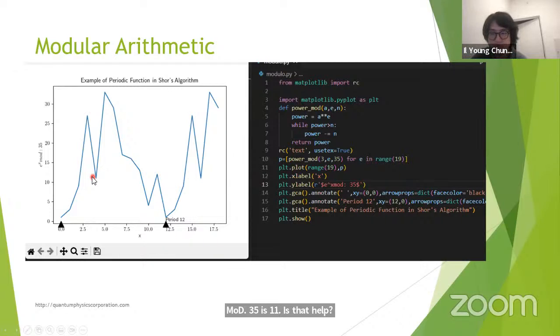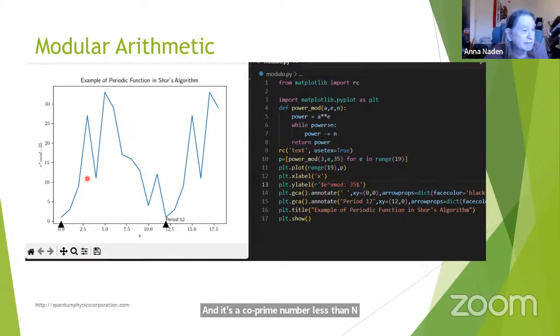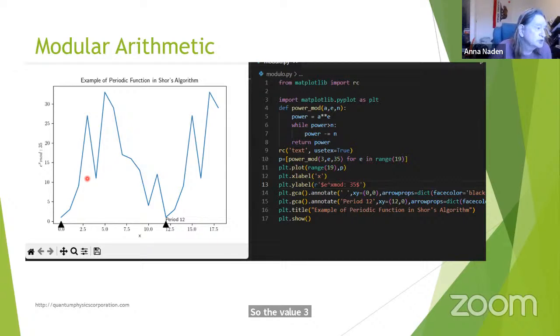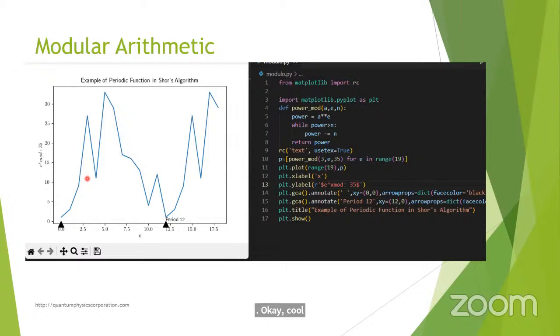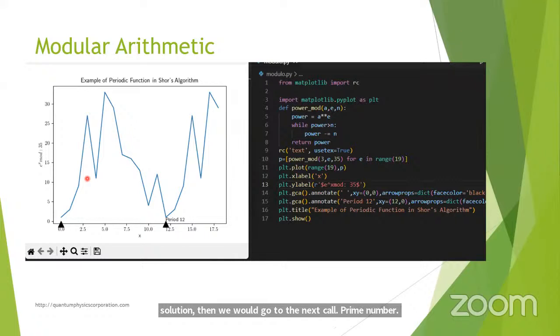Sort of, yeah. So I have a question here. I'm looking into the Qiskit textbook, and it's saying a to the r mod n is equal to 1. So a is a co-prime number that we're determining here, and it's a co-prime number less than n. It is, but in this case we didn't determine it. We just picked it at random. So the value 3 in this case can be any random number, as long as it's co-prime to n. Co-prime to 35. Yeah, we couldn't use 5, for example, or 7. Okay. And if this number 3, for example, does not fit a solution, then we would go to the next co-prime number. No, we could do it again with 3, actually. It's not a deterministic process. Okay.